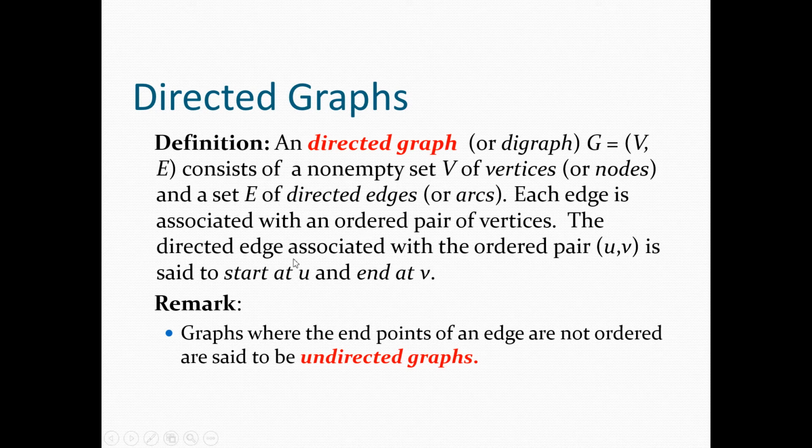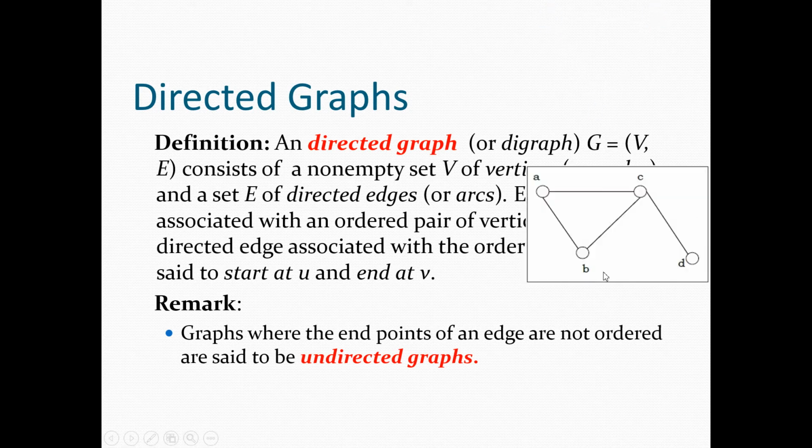Now each edge is associated with an ordered pair of vertices. The directed edge associated with the ordered pair (u, v) is said to start at u and end at v. So in the case of directed edges, we have a starting point and an ending point. Graphs whose edges' endpoints are not ordered are said to be undirected graphs. So this is an example of a directed graph, and this is an example of an undirected graph.